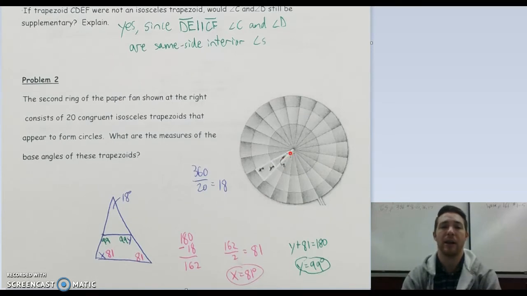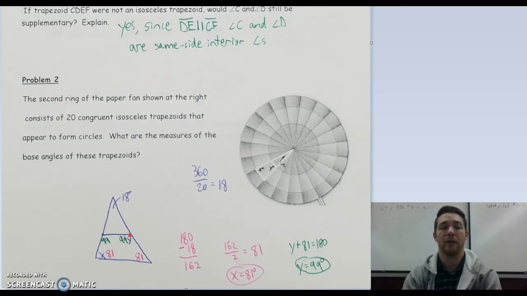We can find out what that angle is because if I take 360 degrees from a circle, we're cutting that circle into 20 sections. So if I did 360 divided by 20, that tells me the angle at the top of that triangle is 18 degrees. So now that I know that angle is 18, first thing I want to do is find X.